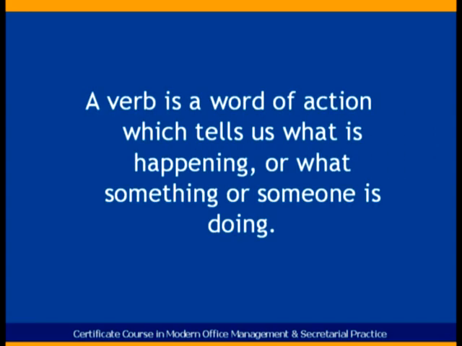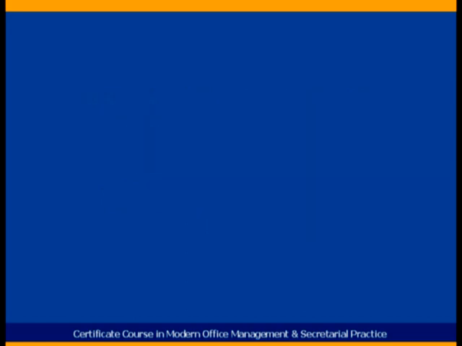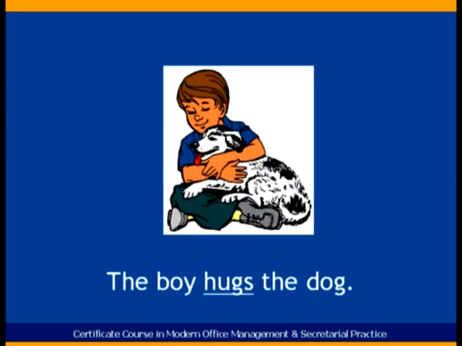Verb is a word of action which tells us what is happening or what something or someone is doing. For example, the boy hugs the dog. What action does the boy do? He hugs the dog. The word hugs is what the boy does. Therefore, it is the verb in the sentence.